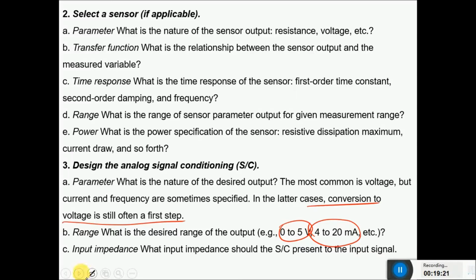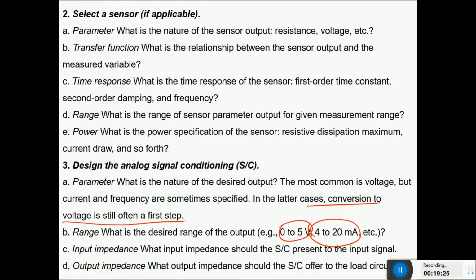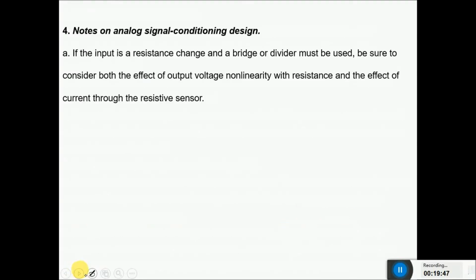And then what is the input impedance and the output impedance of the first stage, the second stage and the third stage? For all the multiple stages that are interconnected, we must very carefully consider the input and output impedances of each stage and their effect on the previous and the next stages. So there are some notes on signal conditioning design that can be helpful.